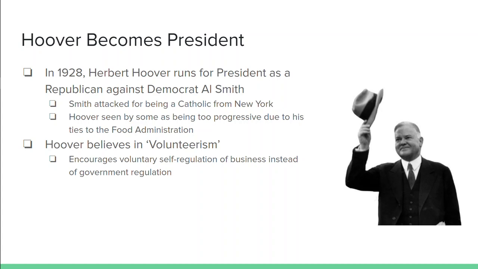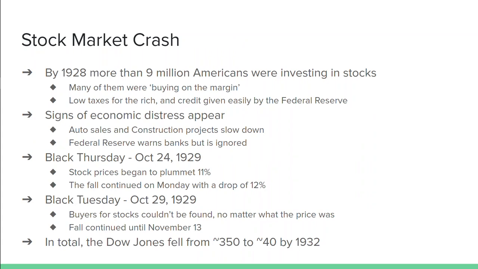Now, if I was to give Hoover one term, he believed in this idea of volunteerism. He encouraged voluntary self-regulation of business. Now, what that means is he wanted businesses to voluntarily raise wages, voluntarily plan their production, voluntarily standardize products. And he thought that this voluntary self-regulation by businesses was the best way to go because a business, in the eyes of Herbert Hoover, is going to do what's best for everybody because that's how businesses would succeed. Now, in reality, you can kind of see that's probably a little bit too idealistic, and it didn't really work out for Herbert Hoover as much as he had hoped.